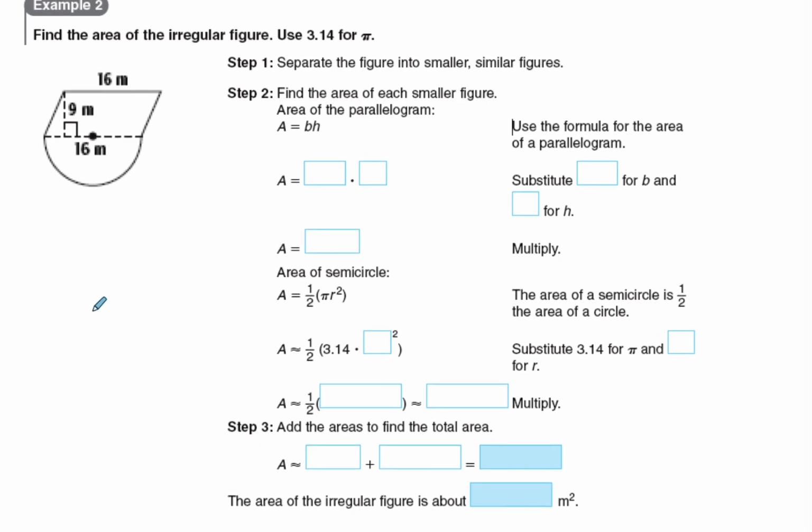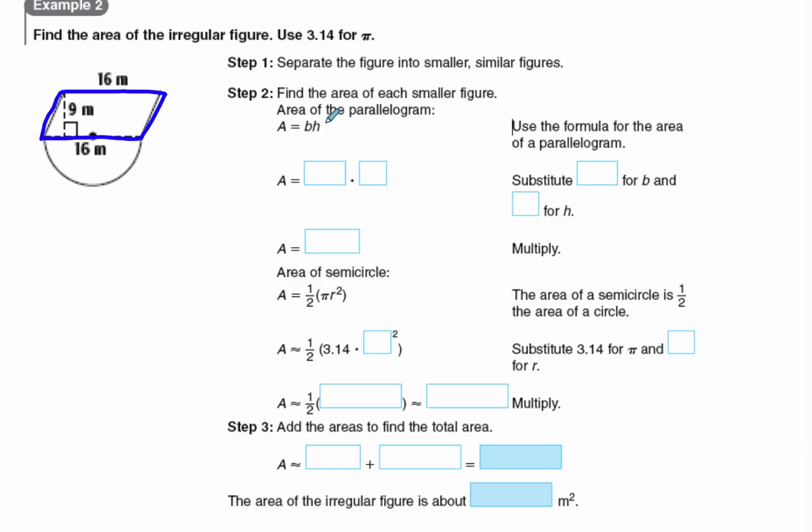All right, let's take a look at our next one here. Find the area of the irregular figure. Use 3.14 for pi. So this time I don't have little squares to count to help me figure it out. So I have to use formulas that I know. So the first thing I do is I separate the figure into smaller figures that have formulas I can use. So here, if I split this way, on the top I have a parallelogram, and on the bottom I have a semicircle.